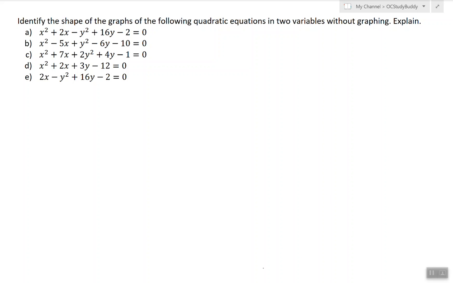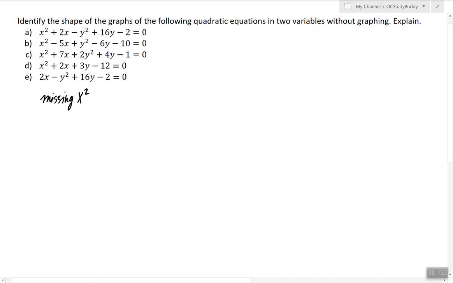In this video, I will show how to identify the shape of the graphs of quadratic equations in two variables without graphing them. And the good thing about it is that it suffices to look only at the coefficients of x squared and y squared.